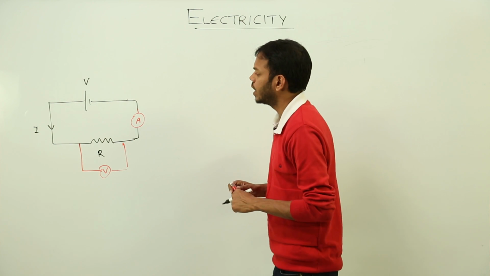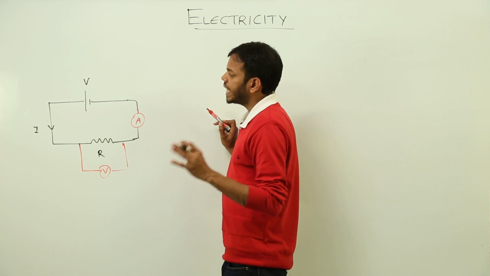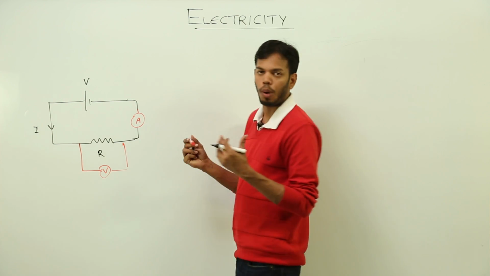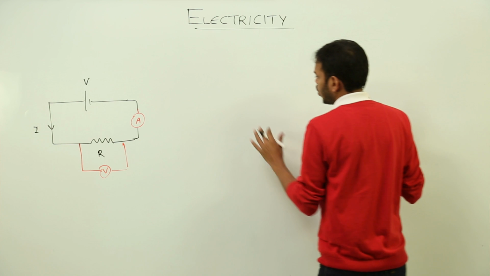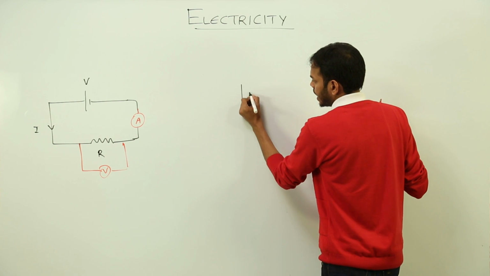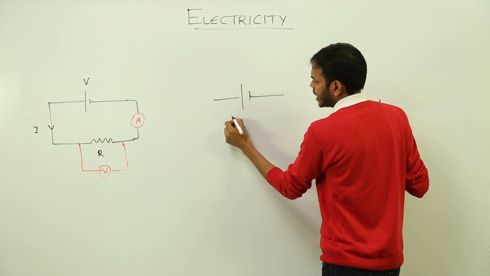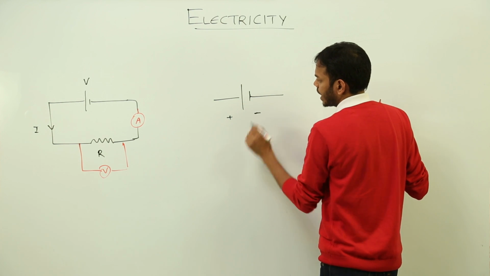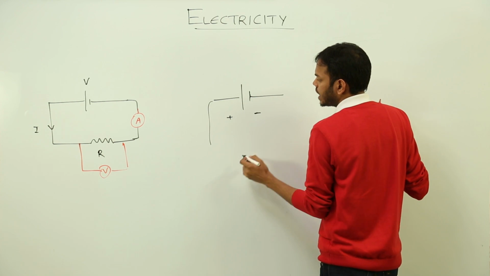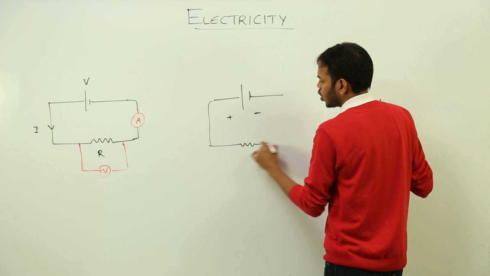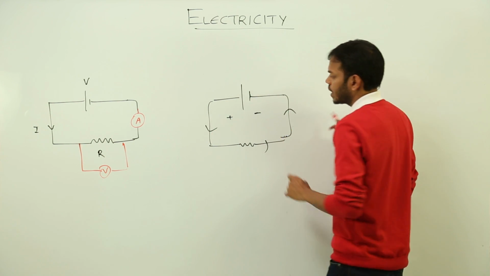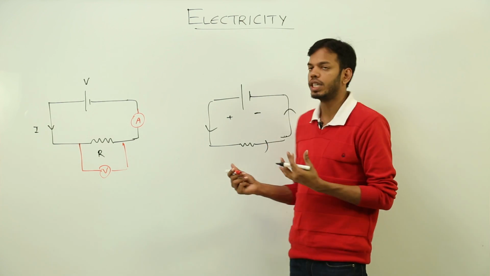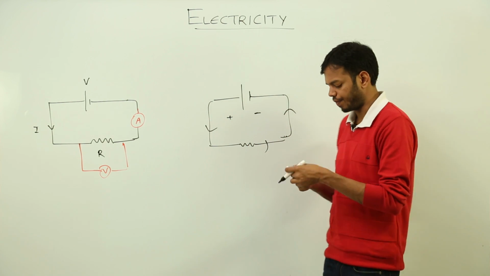Now, there is one very small thing which is right now popping up in my mind, which you guys should know. I have told you that this part is positive, this part is negative, right? So obviously I'll draw the current from positive to negative, right? But what was so obvious in drawing the current from positive to negative?